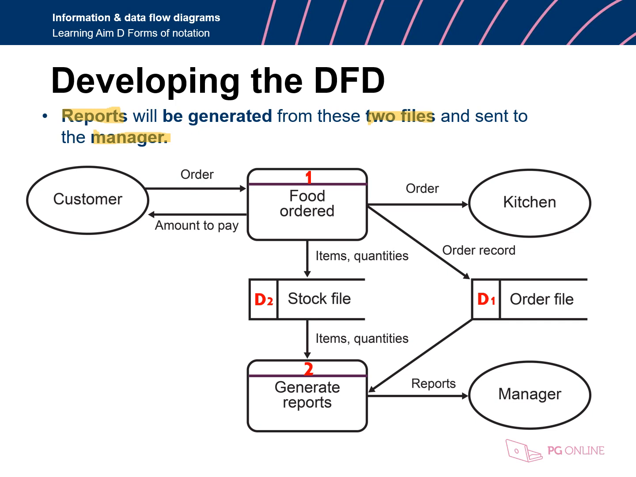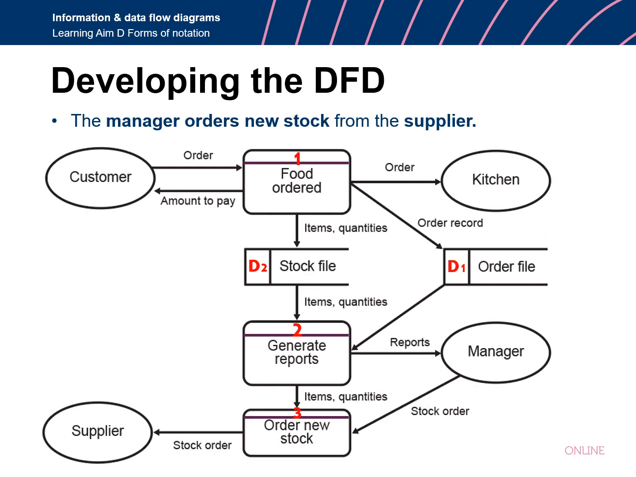So reports will be created on what items are sold the best, or how many stock items are left for reordering from their supplier. And these reports that are generated will then go to the manager, so the manager can then use them to make decisions. The manager, so we know the entity we're going to use here, will then order new stock from a supplier.